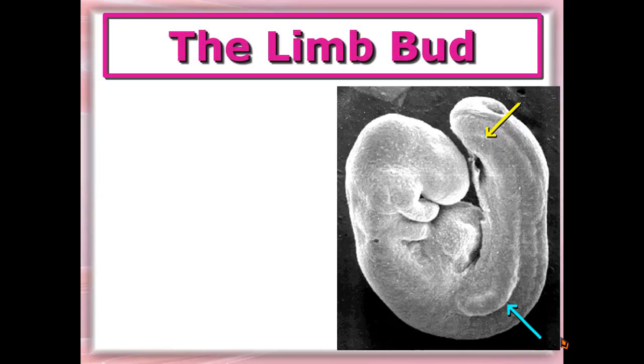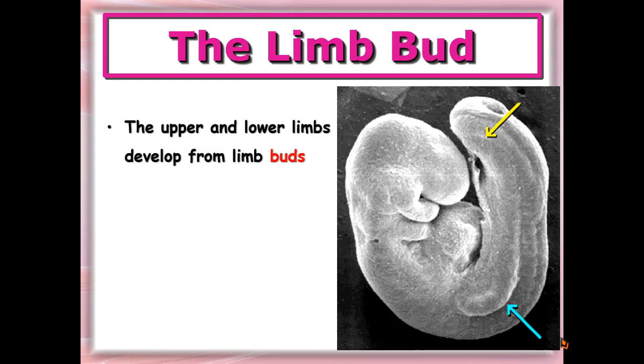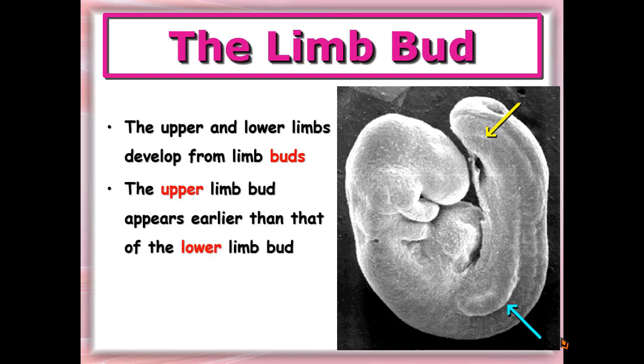For the development of the limbs, in this diagram, the arrows point at where the limb buds will appear. The upper and lower limbs develop from what are called limb buds. The upper limb bud appears earlier than the lower limb bud.